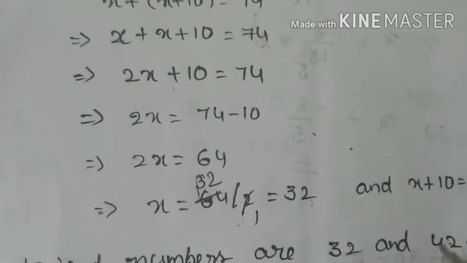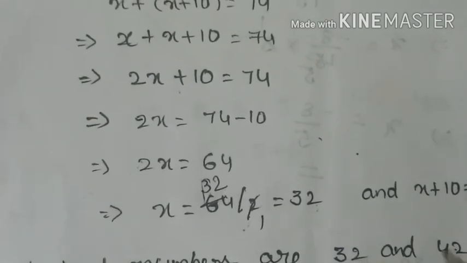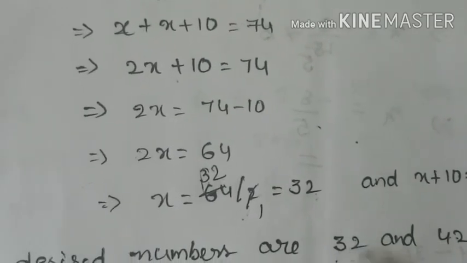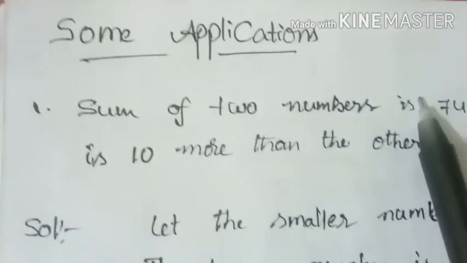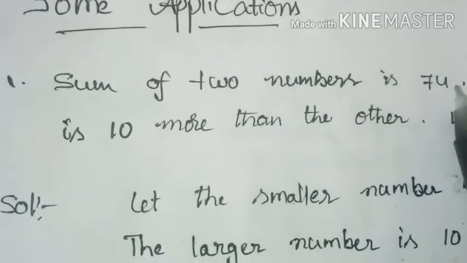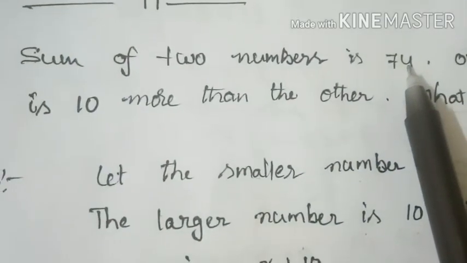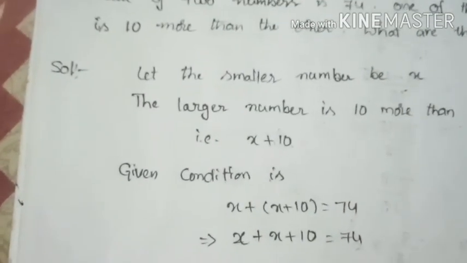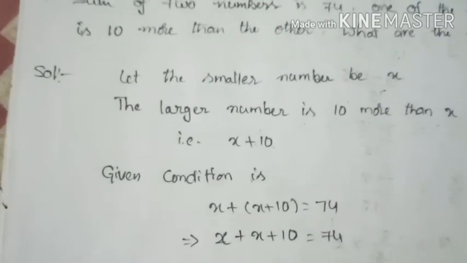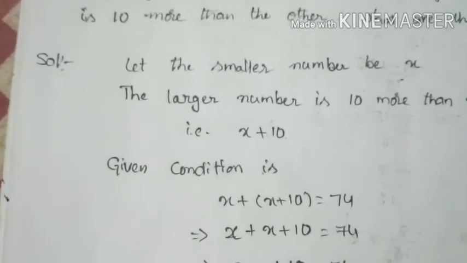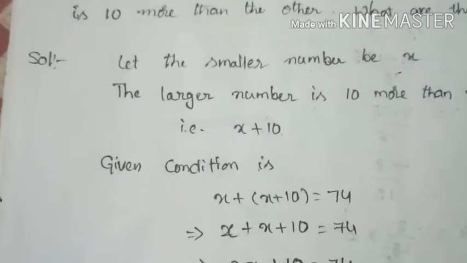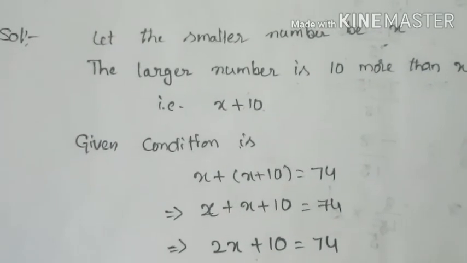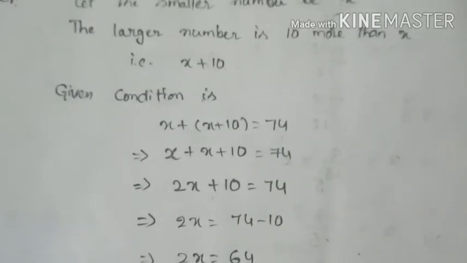Just observe, if you add these two, 2 plus 2 is 4, 4 plus 3 is 7, 74. What is the given? 74. The sum of the two numbers is 74. Clear? That means if you don't know any number, just take it as an unknown number. So let us take it as x, then apply the given conditions and frame the equation, then find the unknown value. Clear?